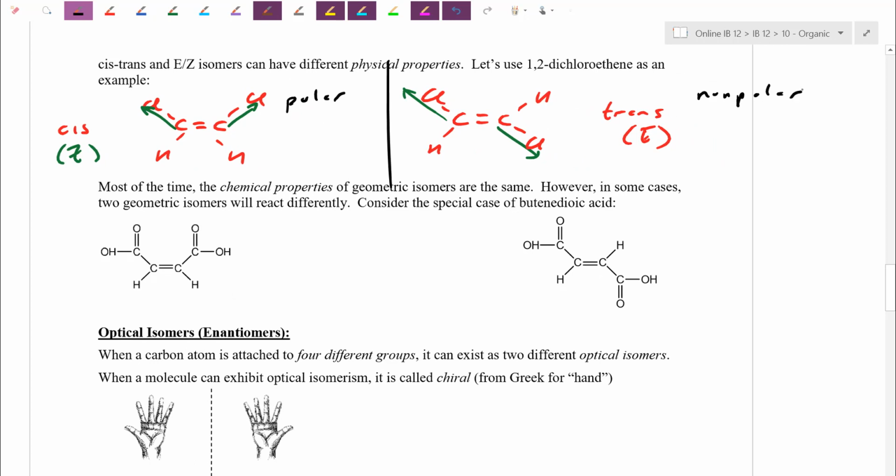That gives rise to a bunch of different properties here. Something that's polar would have dipole-dipole forces. Something that's nonpolar only has London forces. So if you look at melting point, boiling point here, this one has a sort of moderate or medium boiling point, whereas the other one is going to have a low boiling point. So that's a physical characteristic, exactly the same molecule, exactly the same attachment, but one polar, not the other one. Usually chemical properties are going to be the same because chemical properties depend on your functionalities.